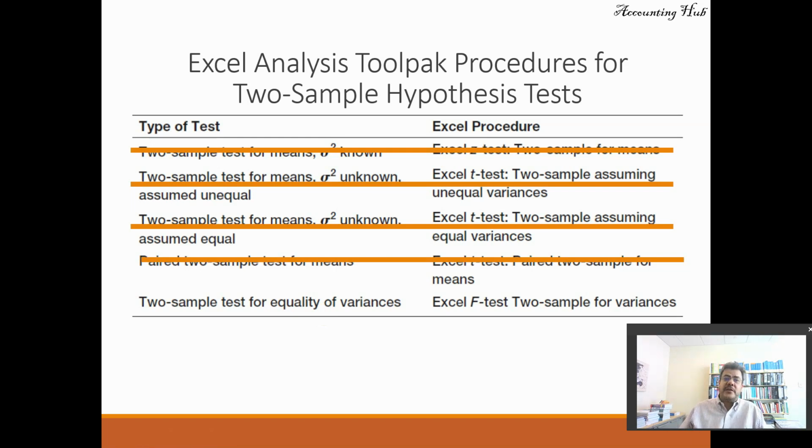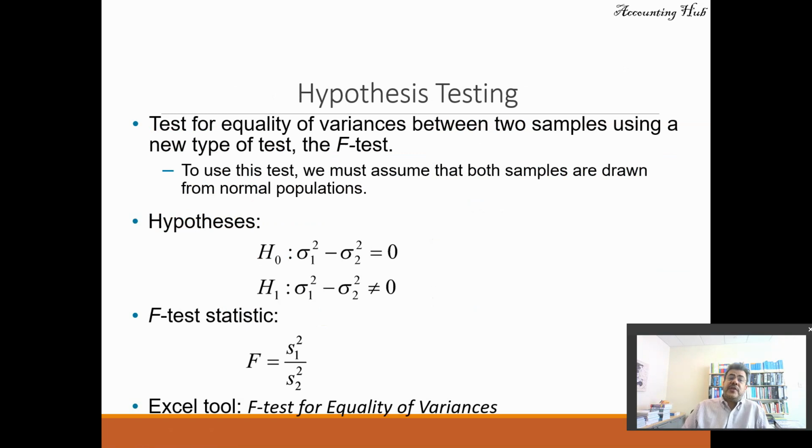So what is this test? It is a test for equality of variance between two samples using a new type of test, the F test. To use this test, we assume both samples are drawn from normal populations, so it is not for data that are very different or special and not normal.